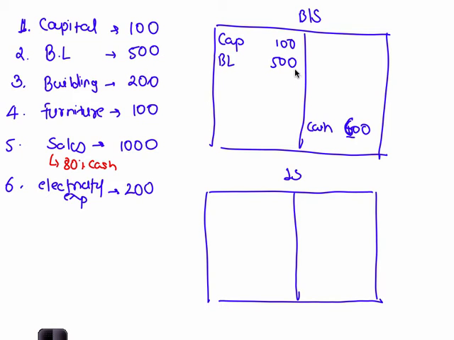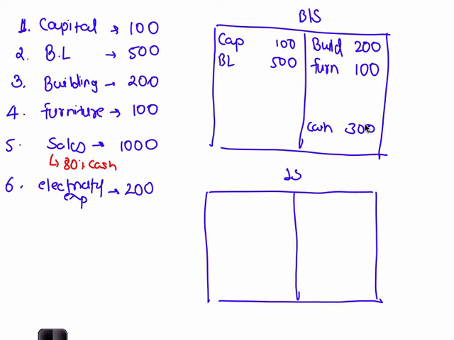Building 200, where should we write this? Asset side. Second effect, cash will reduce. So now cash is how much? 400. Furniture 100, same effect. So furniture 100. Second effect, cash will become 300.